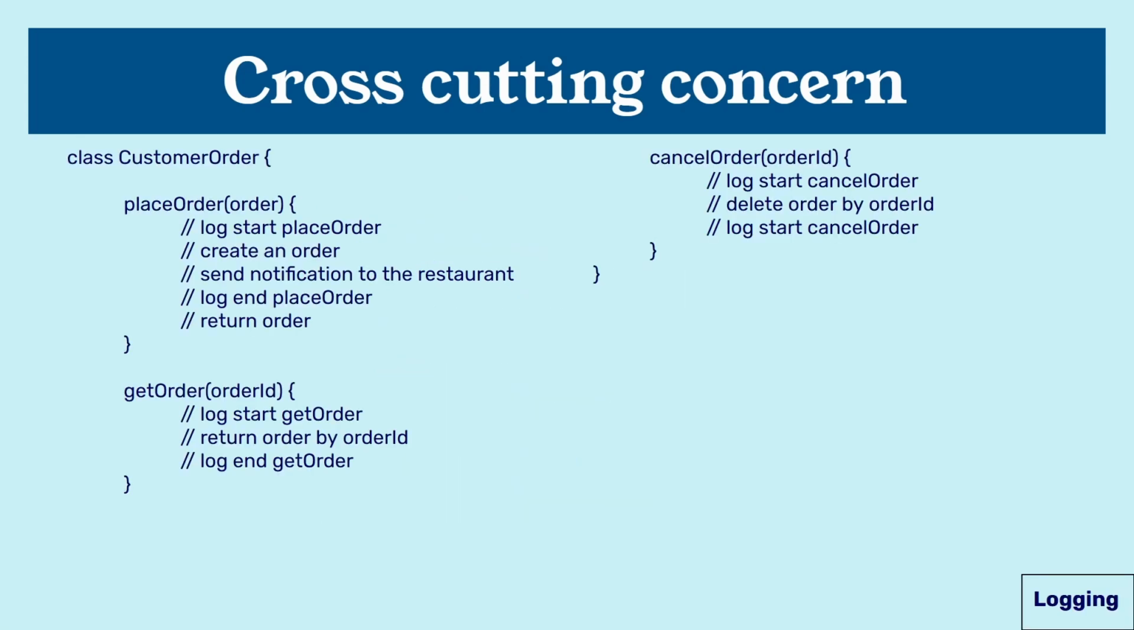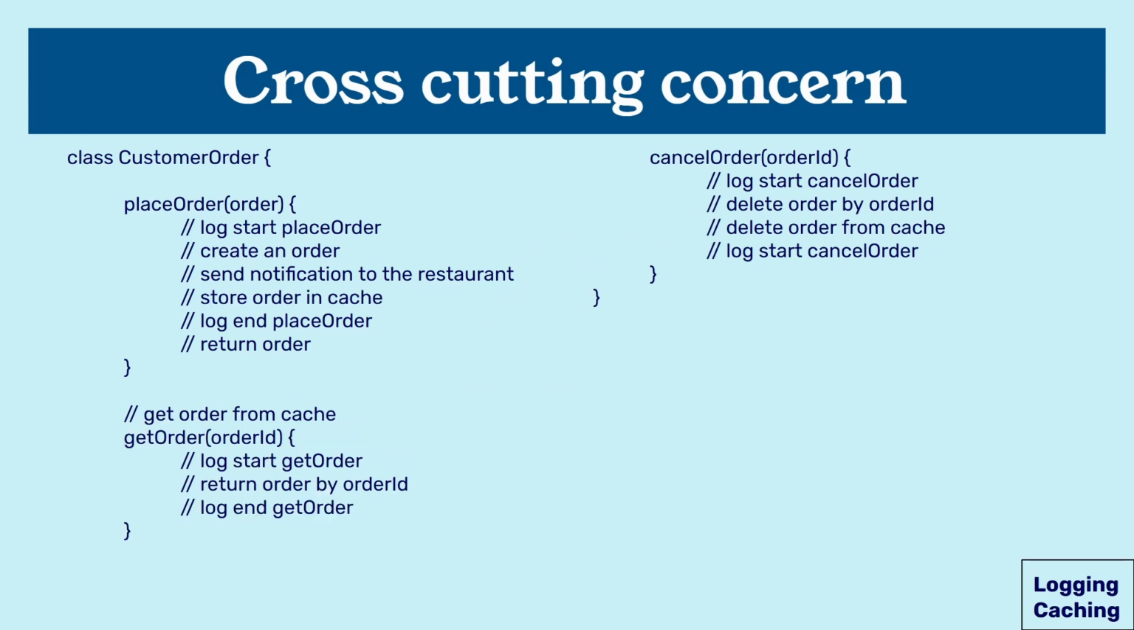If we wanted to add logging for each of these methods, whenever a method starts, we want to log saying start of the method, and at the end, we want to add the logging of end information of the method. Over the top of this, we also wanted to add caching. Once the order is placed, store the order information in a cache, and before getting an order, we will check the cache if we have the order already, and during the cancellation of the order, we would like to delete the order from the cache.